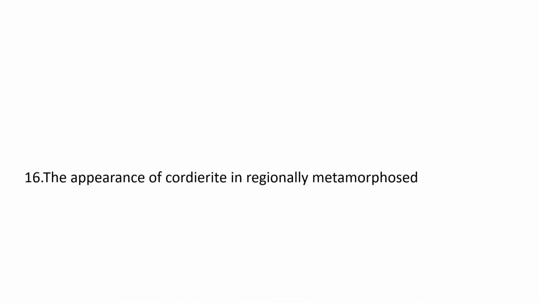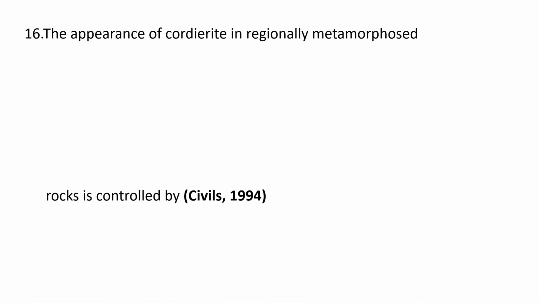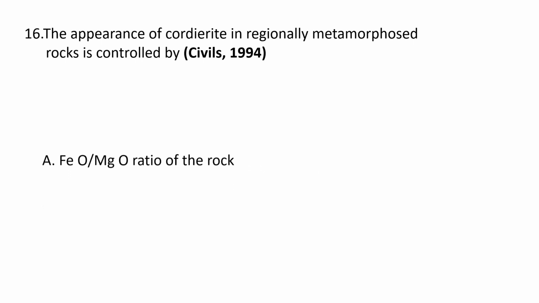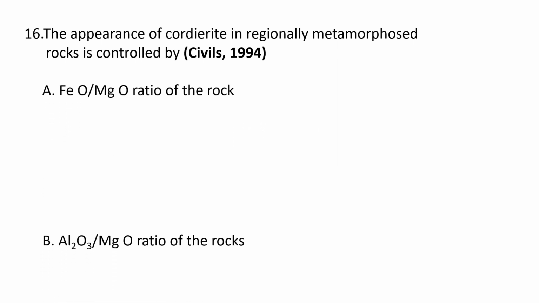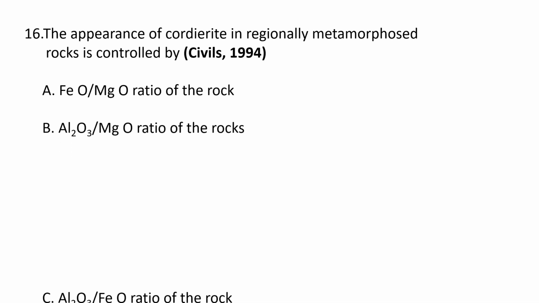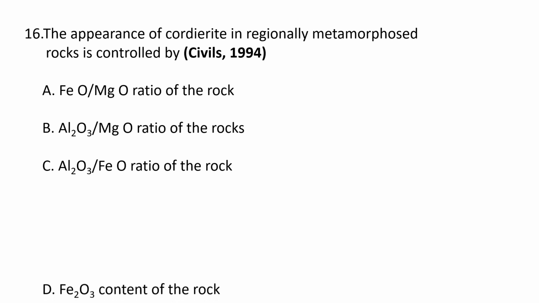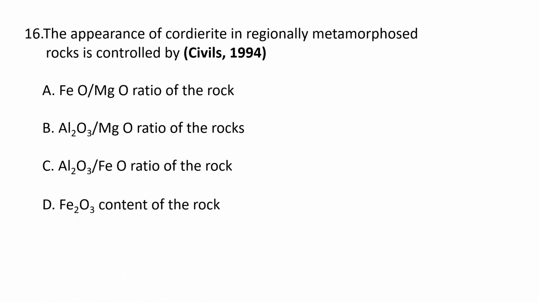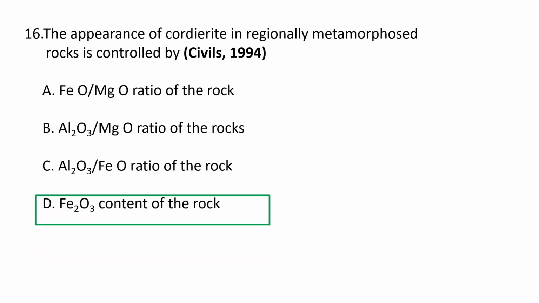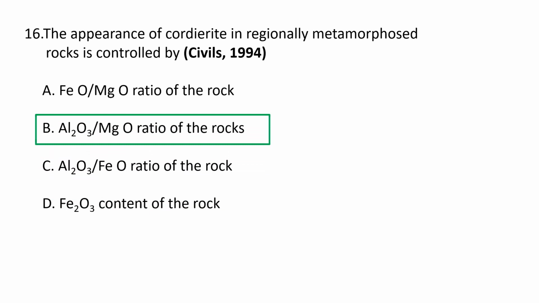Next question. The appearance of cordierite in regionally metamorphosed rocks is controlled by A. FeO by MgO ratio of the rock, B. Al2O3 by MgO ratio of the rock, C. Al2O3 by FeO ratio of the rock, and D. Fe2O3 content of the rock. Correct answer is B. Al2O3 by MgO ratio of the rocks.